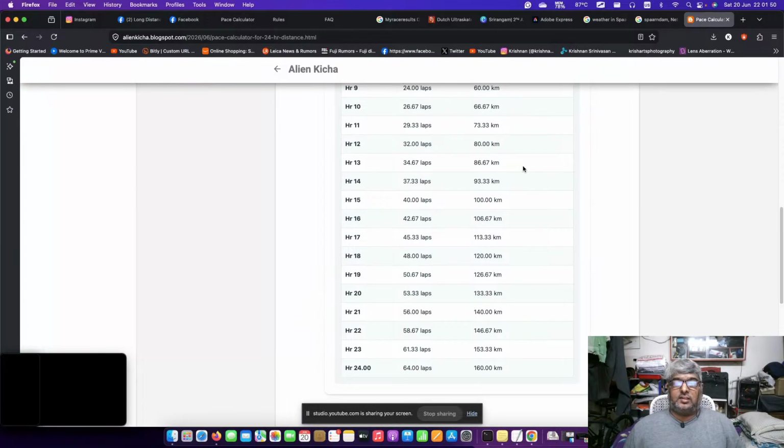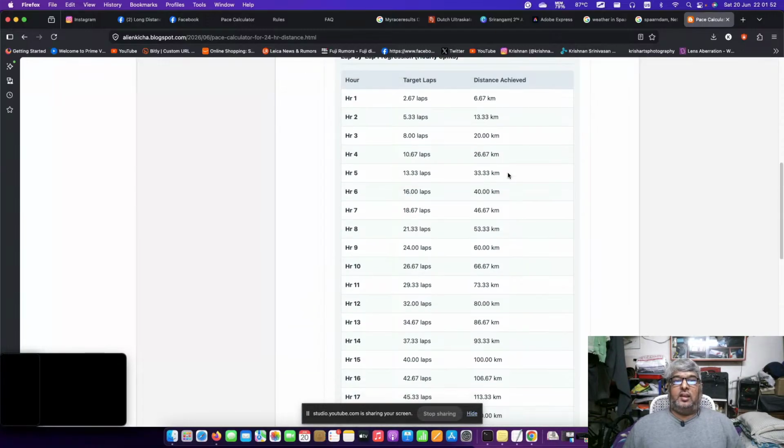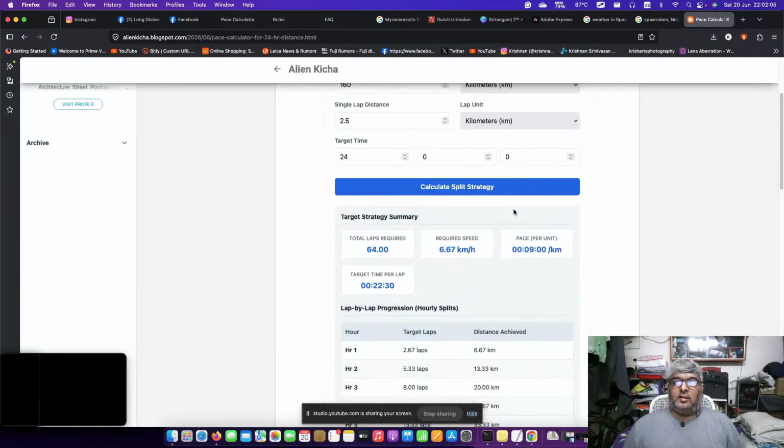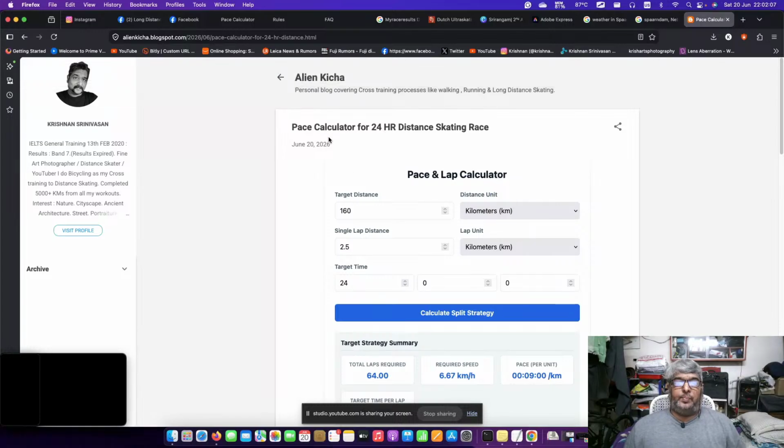I need to complete one lap in 22 minutes and 30 seconds, and it has given me the strategy for 24 hours. You can screenshot this or write it down on a small paper and stick it to your hand, and make sure every 3 hours or 6 hours you're sticking to that time schedule. Okay, that's my new pace calculator for 24-hour distance skating race. It can be applied for many other sports as well.